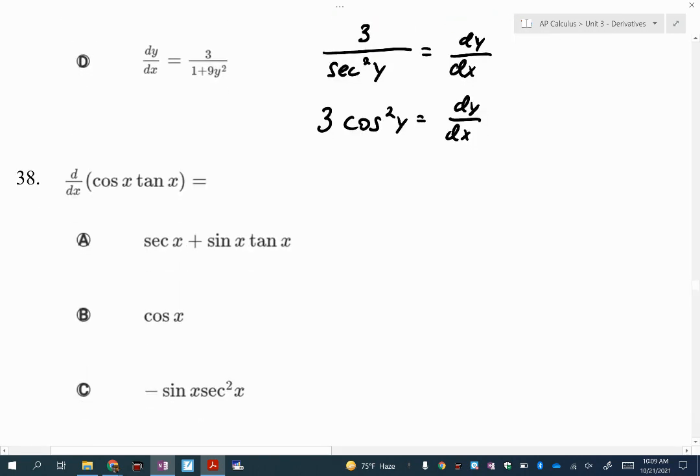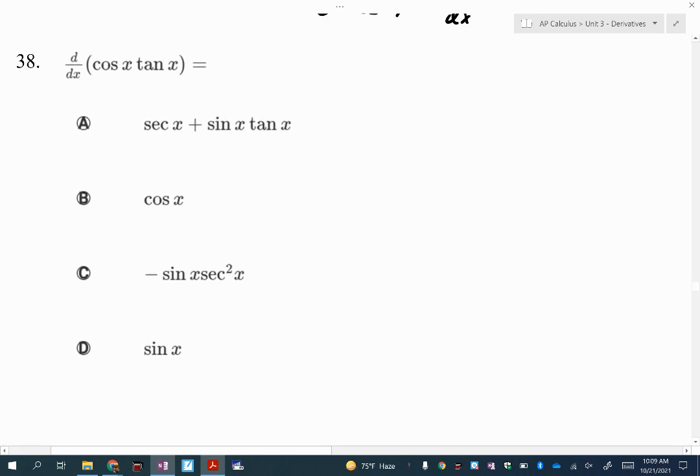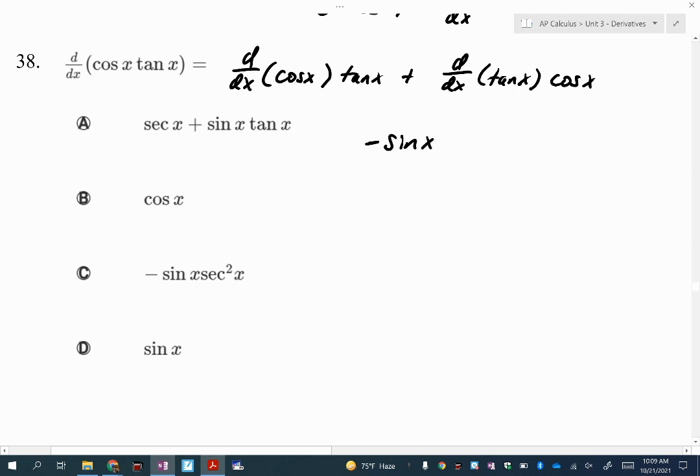All right, number 38. We're so close, 3 more. The derivative of cosine x times tangent x. Since this is a product, we're going to do the derivative of cosine first times tangent, plus the derivative of tangent times cosine of x. The derivative of cosine x is the opposite of the sine of x, so negative sine x times tangent of x, plus the derivative of tangent is secant squared x times cosine x. So this is the answer.